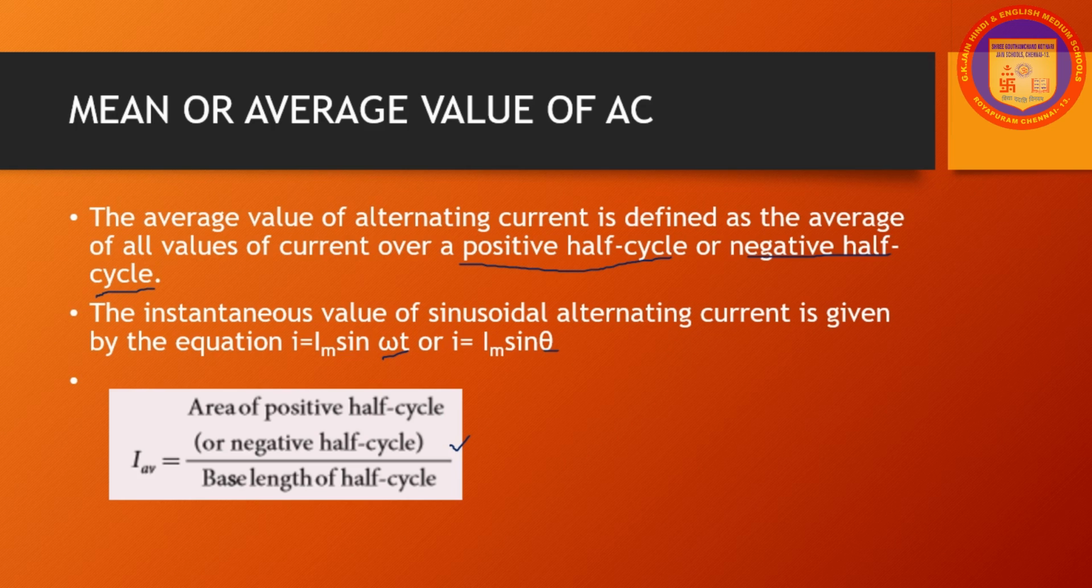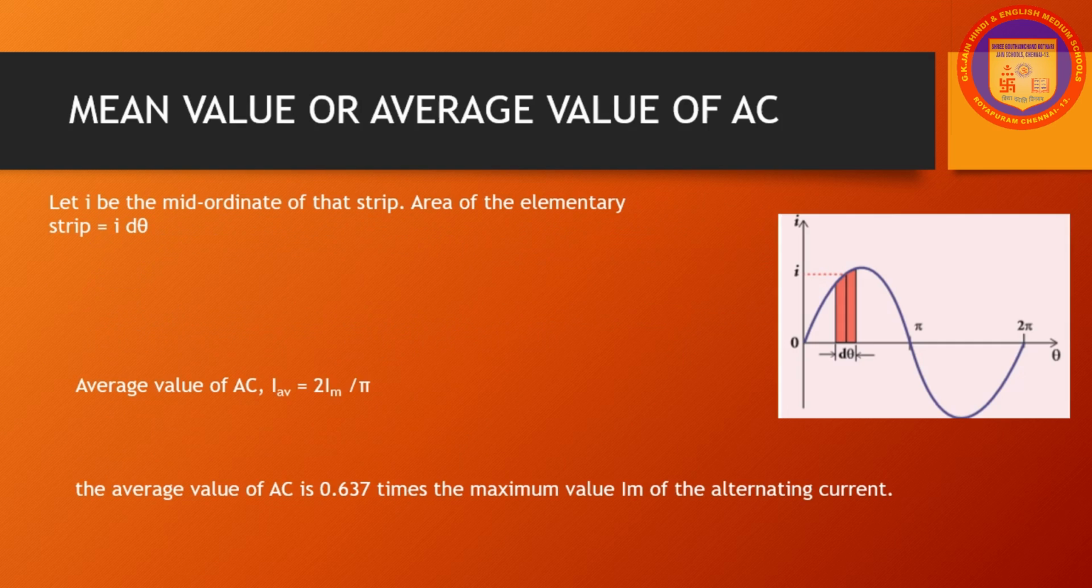So let me consider a smaller part, an elementary strip of thickness dθ. Let I be the mid ordinate of the strip. Area of the elementary strip is equal to I dθ. Area of the positive half cycle is, because we are taking only the positive, 0 to π, so the integral will take the value from 0 to π of I dθ. Now you substitute for I, so you will get Im sin θ dθ. Now Im is constant, so we take it out. Integral of sin θ dθ is minus cos θ. So minus cos θ, applying the limit 0 to π.